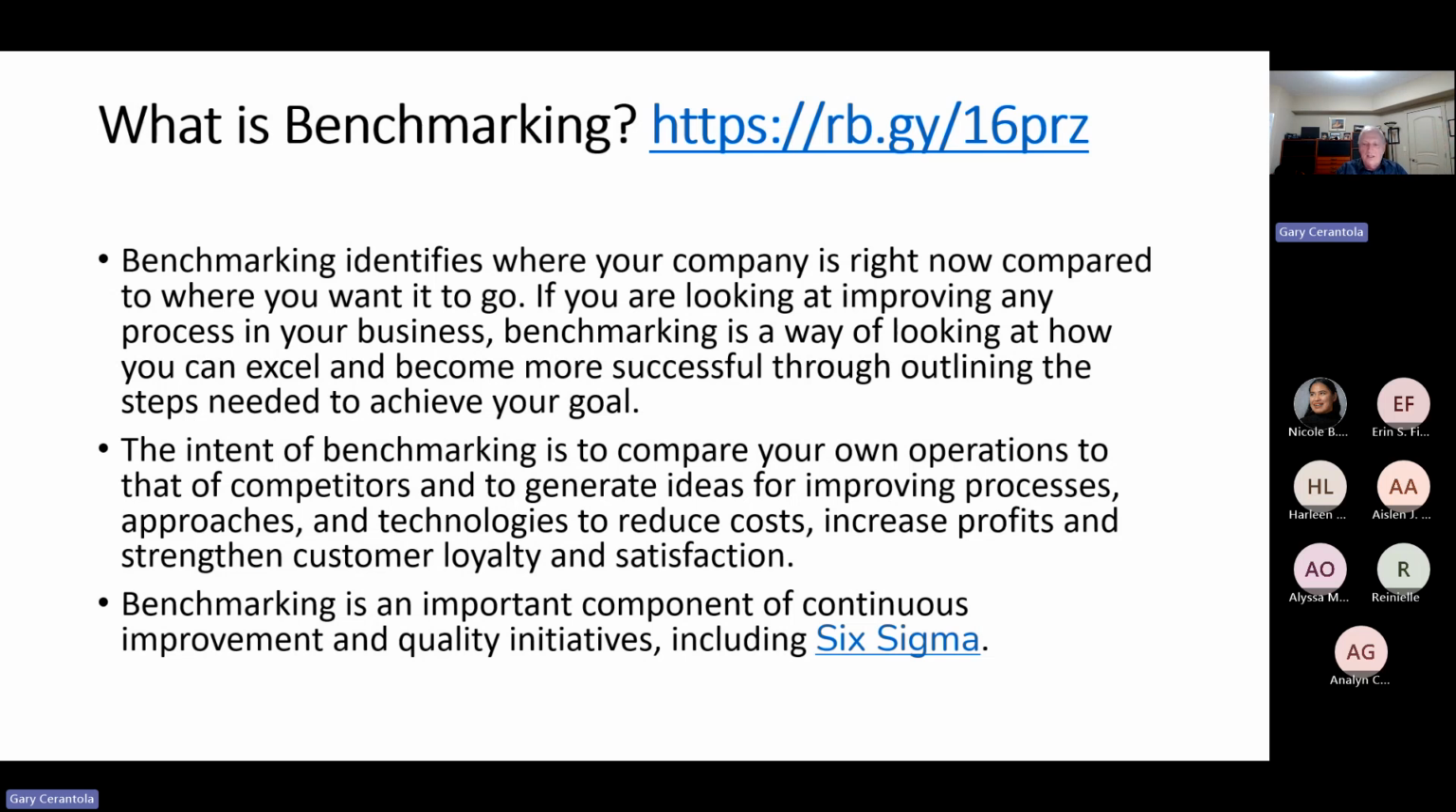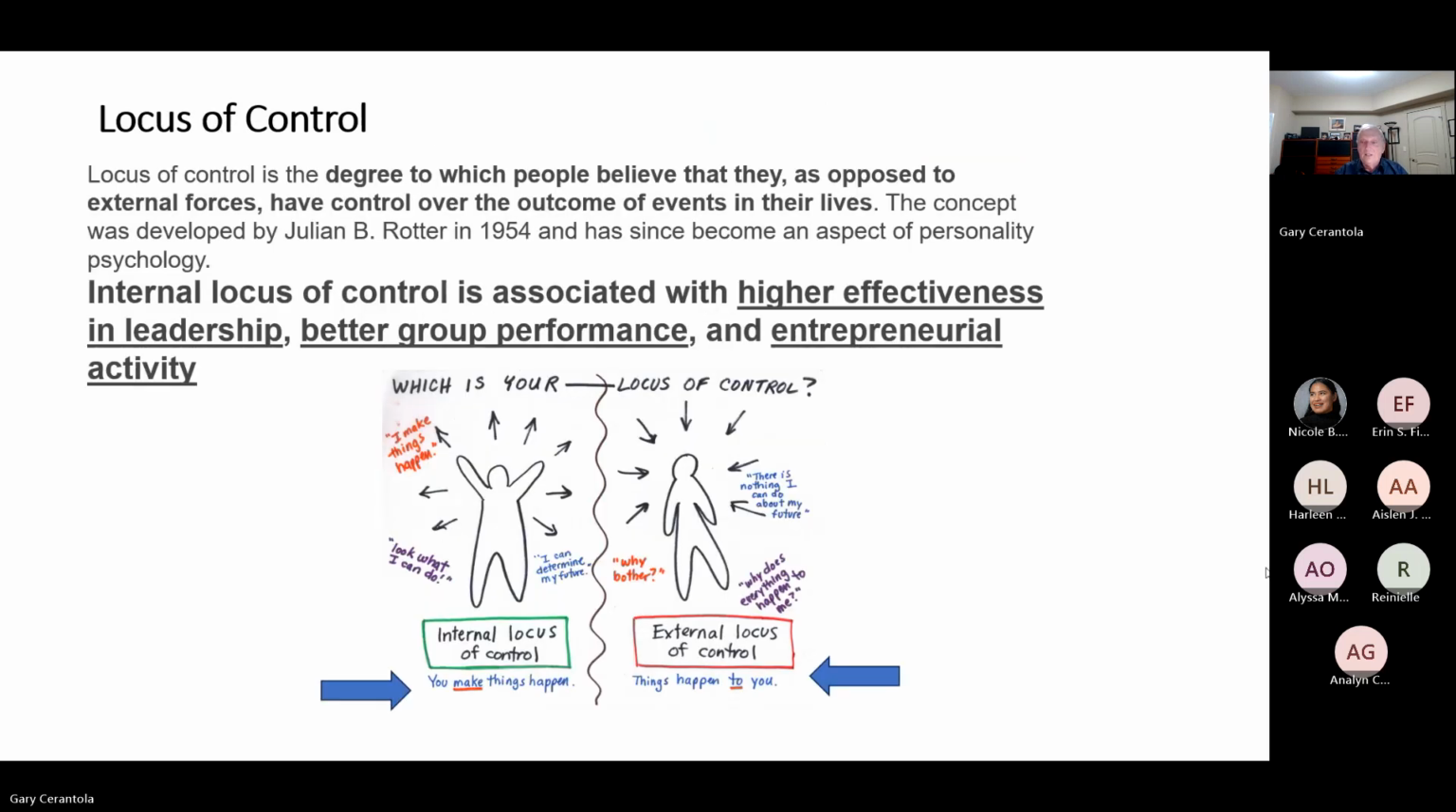So benchmarking is an important continuous improvement and quality initiative that is even part of Six Sigma, and that's another story. So if you want to know the ultimate in total quality management, look up Six Sigma, and if you become a Six Sigma black belt, you can work anywhere in the world, with a great salary and great working conditions.